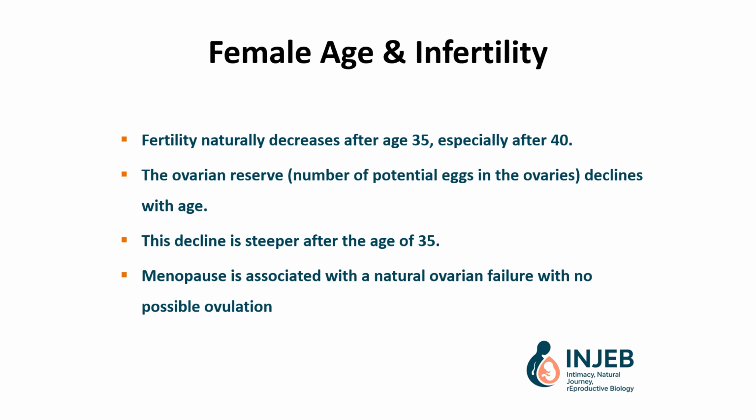Menopause is when women don't have their menses for more than 12 months. Menopause is associated with a natural ovarian failure with no possible ovulation, thus no possible pregnancy.